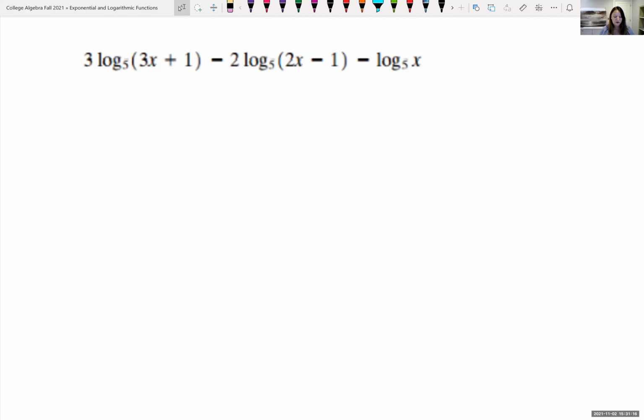Now I need to be able to go the opposite direction. So having multiple logs, a string of logs, and rewriting it as one log is really helpful. And that's going to help us later on today when we're looking at solving logarithmic equations where we have more than one log in that equation. So first thing that you need to do is get rid of any coefficient in front of our log and rewrite it as the exponent.